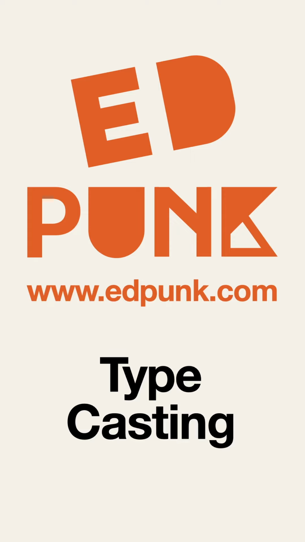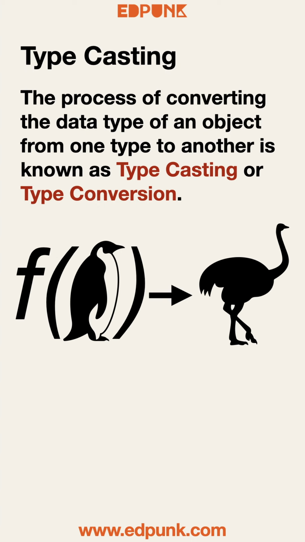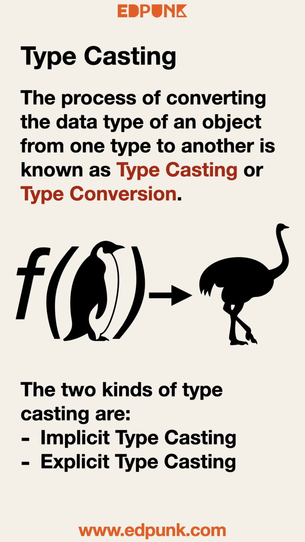Hi friends, in this video we will learn about typecasting. Typecasting or type conversion is the process of converting the data type of an object from one type to another. For example, converting an int into a string or changing something which is immutable like a tuple into a list which can be modified. There are two kinds of typecasting supported in Python: implicit typecasting and explicit typecasting.